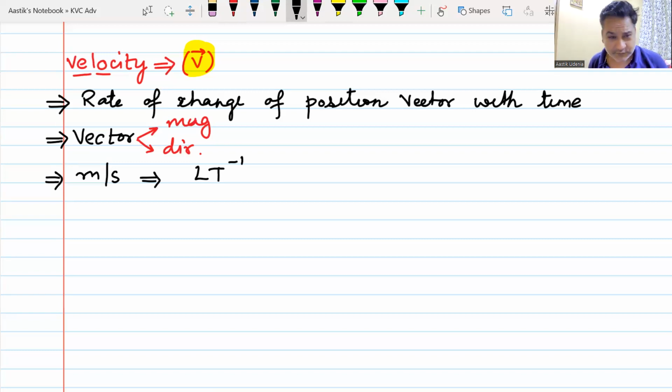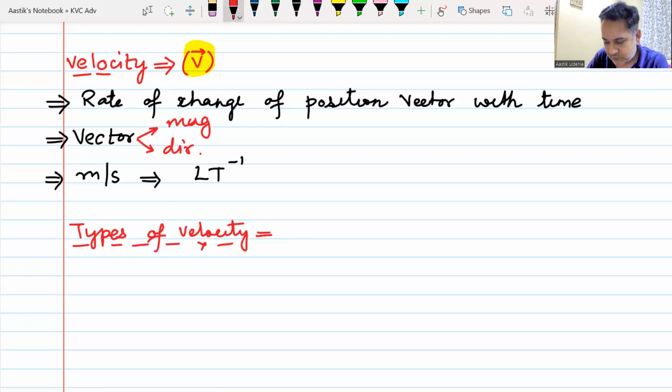Now, as soon as we get into velocity, we must get into the different types of velocity that we might encounter. Types of velocity that we may encounter. What is the first type of velocity that you might have heard about? Uniform velocity. Yes, that is uniform velocity.